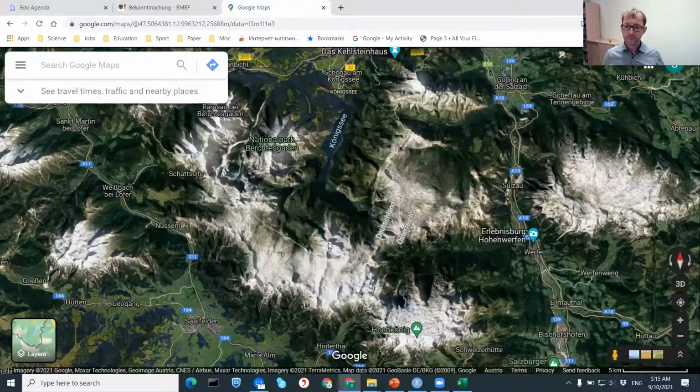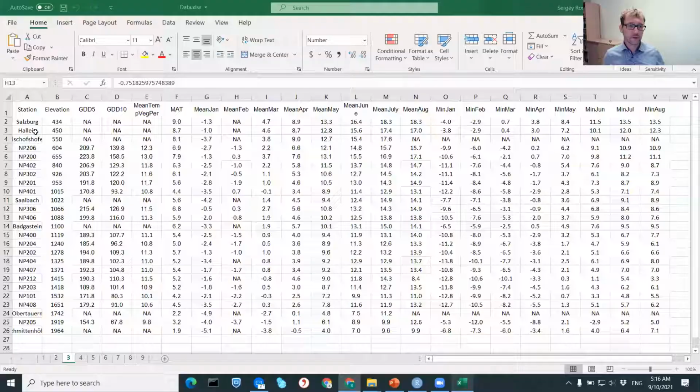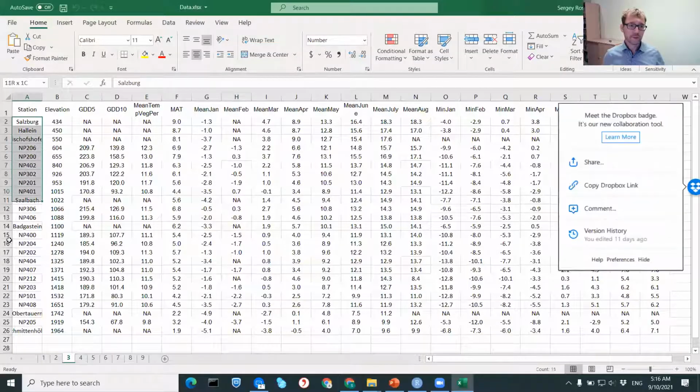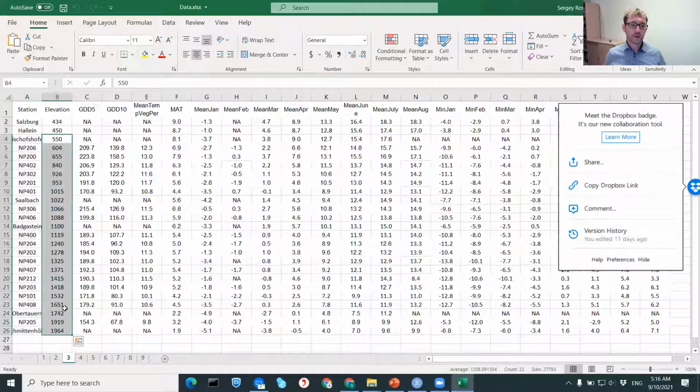The problem here was that I had data from very few weather stations, altogether 25, located at different elevations, and some elevations of my collection sites were not present here. So I wanted to find out the mean annual temperature of my collection sites at which I didn't have weather stations.